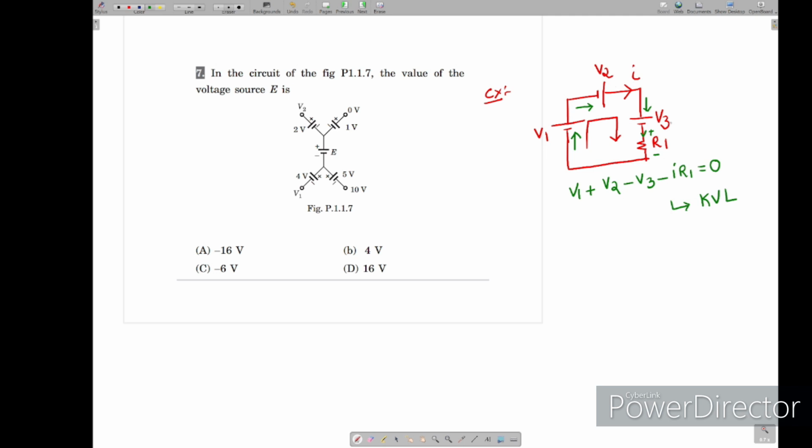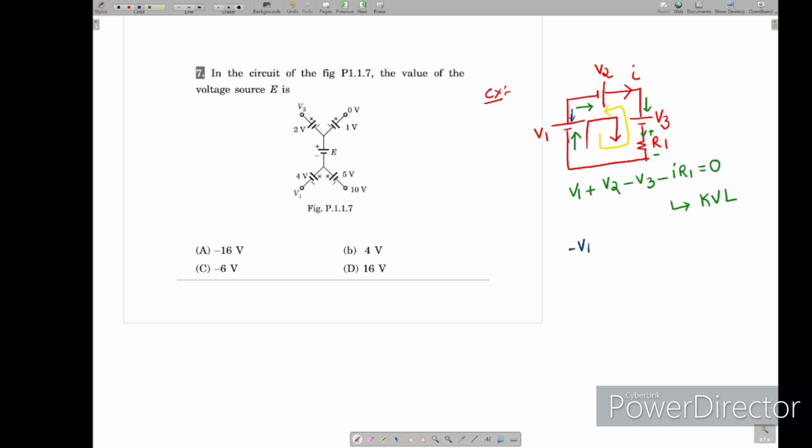We can write it in another way also. The other way is, I will take the reference in this direction. For that one, again I will start from V1, the same concept. V1 depends upon the direction of the current, but my reference is always the same, so high to low. So I will take minus V1.